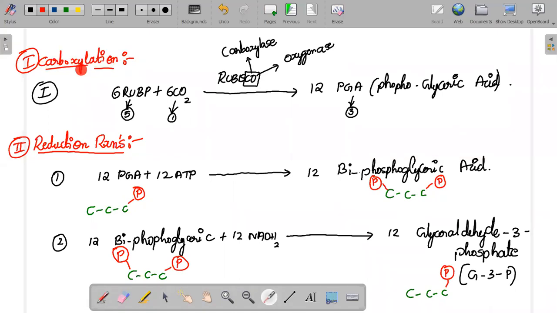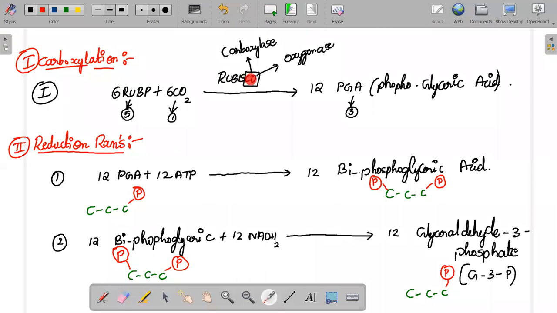The opposite of carboxylation is decarboxylation. If you want to remove carbon dioxide, that reaction is called decarboxylation. If you want to utilize carbon dioxide, it is called carboxylation. So initially 6 RuBP molecules and 6 carbon dioxide molecules mix together to produce 12 molecules of PGA, phosphoglyceric acid. The enzyme mediating this reaction is the Rubisco enzyme.